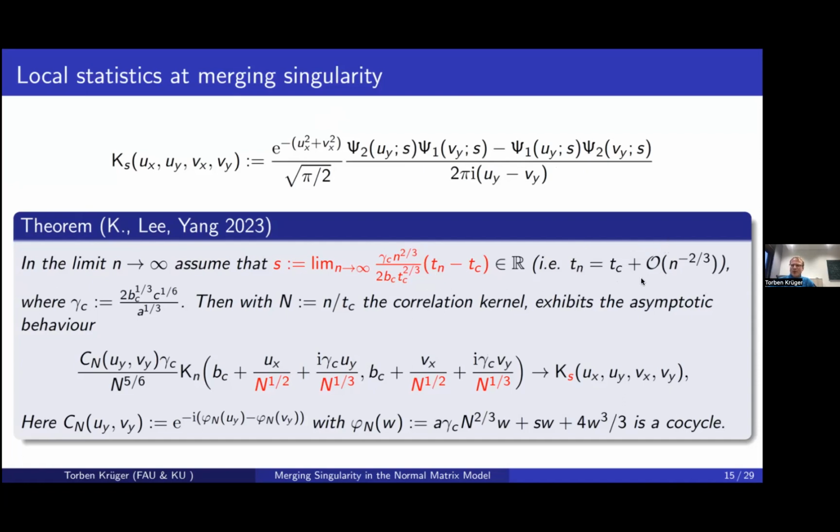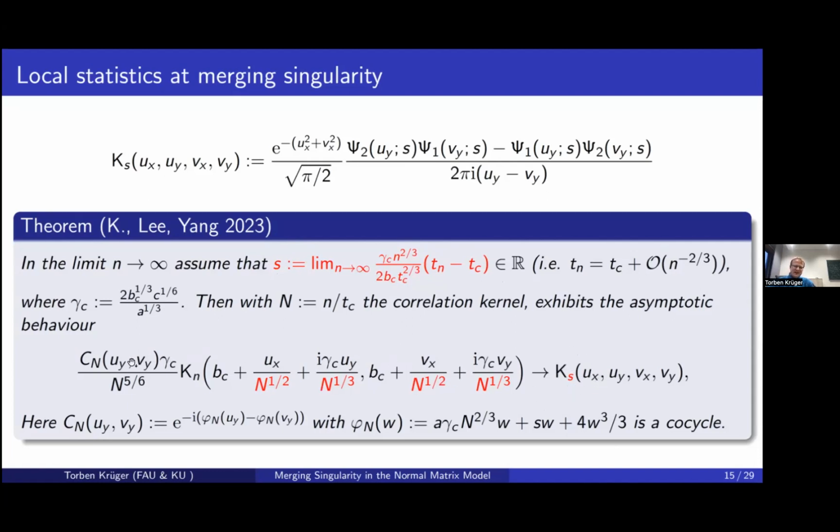This family depends on this lower order contribution to this scaling t, which can be of the order n to the minus 2/3. So if you take t minus the critical value and you multiply by n to the 2/3 and define that as s, if the limit exists, then this s will also end up in this kernel.